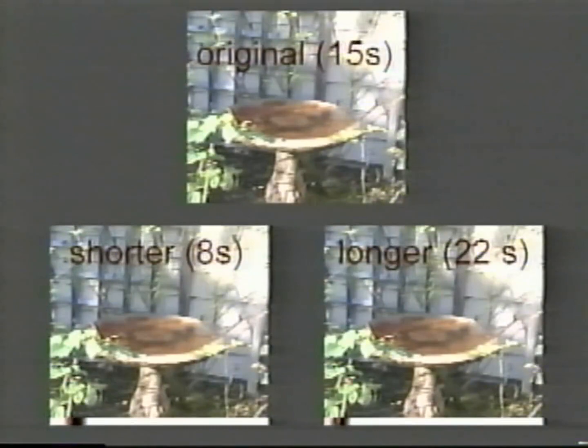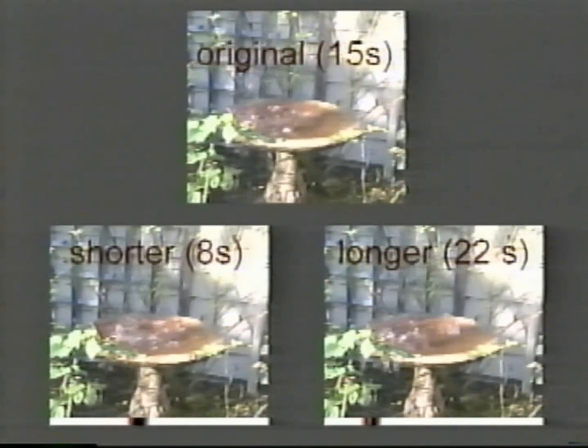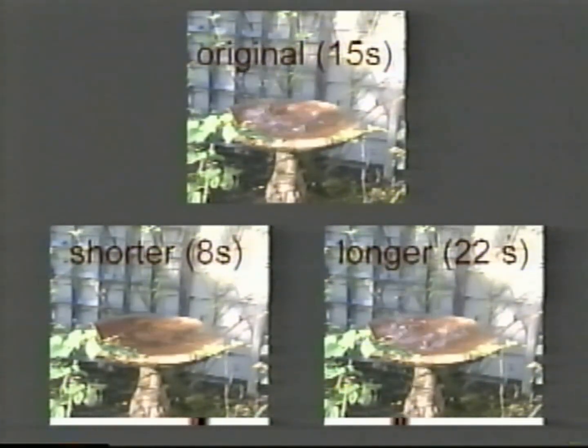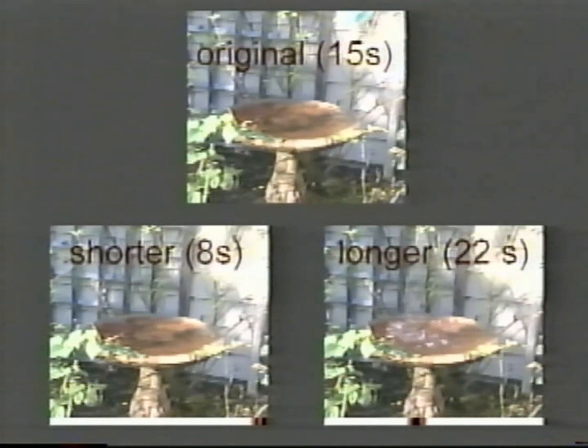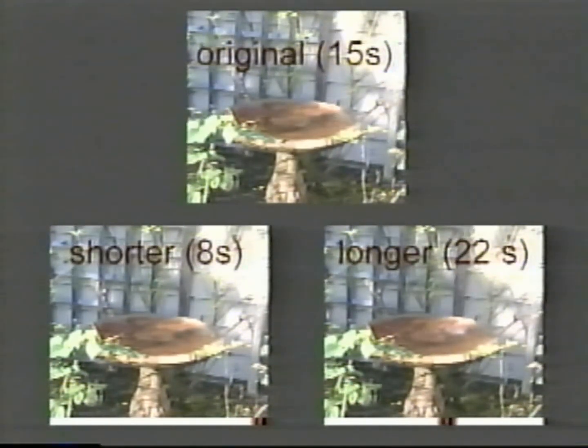We can use a similar technique to shorten or lengthen a sequence of video without changing the apparent speed. The original 15-second video clip is shown in the middle. The middle part of this video contains a good video texture, which we can shorten or lengthen to produce shorter or extended versions of the video.